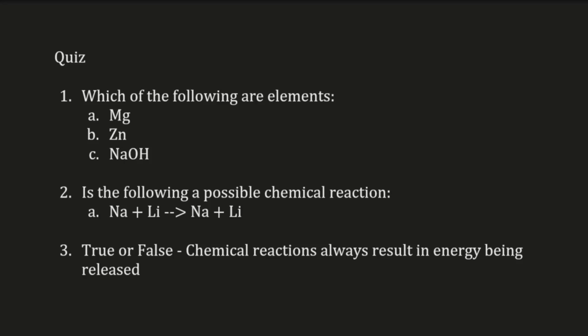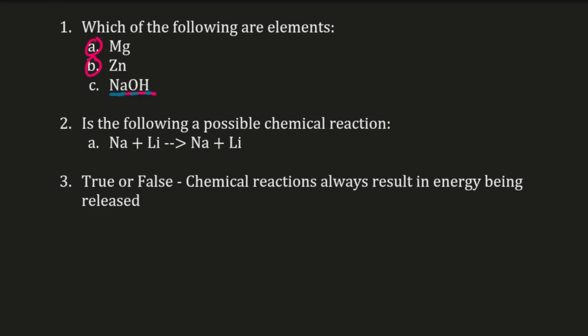So you should hopefully know that Mg and Zn are both elements, and they can be found in the periodic table. NaOH is an example of a compound, and you can tell that because you've got a capital followed by a lowercase letter. So this is one element essentially, and then you've got an element of oxygen, capital letter, and an element of hydrogen, another capital letter. Okay, so here we've got 3 different elements combined together to form a compound, so it's not an element.